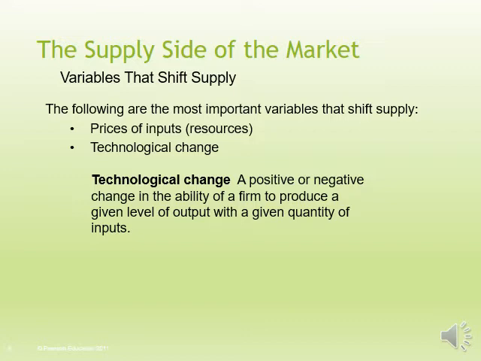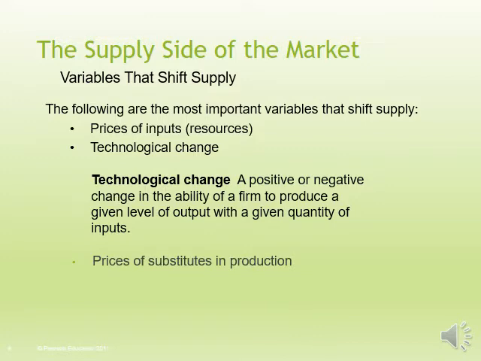Now, if that's the case, then suddenly the supply, the number of websites that webmasters are willing and able to supply for a given price will increase. The supply increases. That is how a technological change can both increase supply or decrease supply.